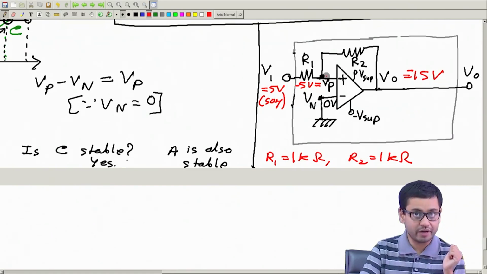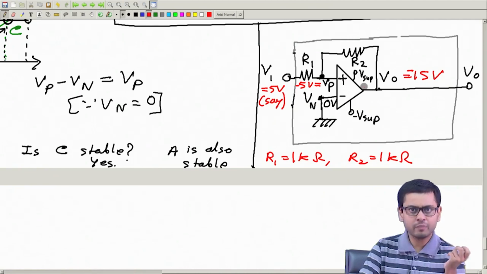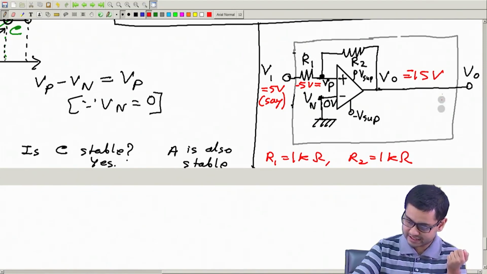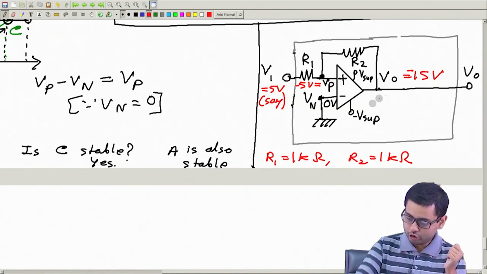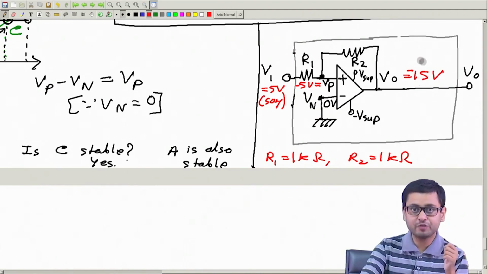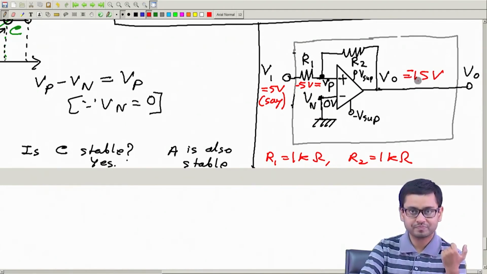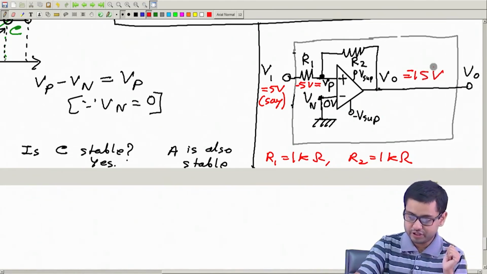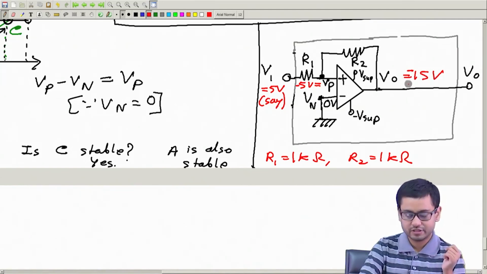So Vp is lower, and if Vp is lower, what will the op amp do? Op amp will keep its output at the minus V supply, that is minus 15 volt. So it will stay happily there, it is not going to change its output. Therefore in this example, the output will depend on the previous value of VO. If we start from the assumption that VO is minus 15 volt, then it will stay at minus 15 volt. If we assume that it starts from plus 15 volt, it will stay at plus 15 volt. It's not going to change.